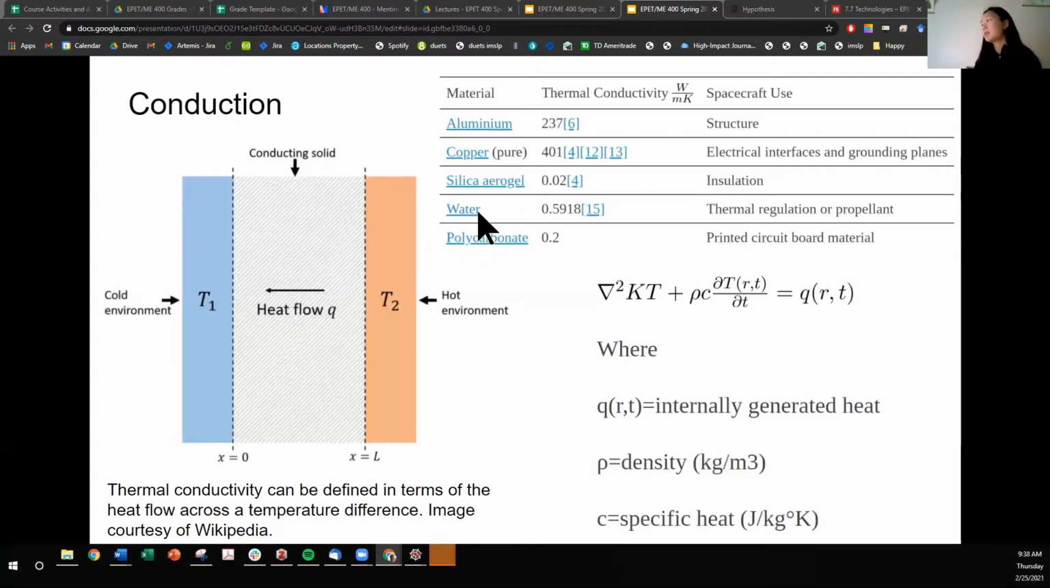Water, which can be used to thermally regulate or as propellant, has a relatively low thermal conductivity. And polycarbonate, which is what we make printed circuit boards out of, so a lot of electronic boards, also has a relatively low thermal conductivity. So you can manipulate the placement of these materials to toggle or throttle the amount of conduction that you want to see between different components of different temperatures.